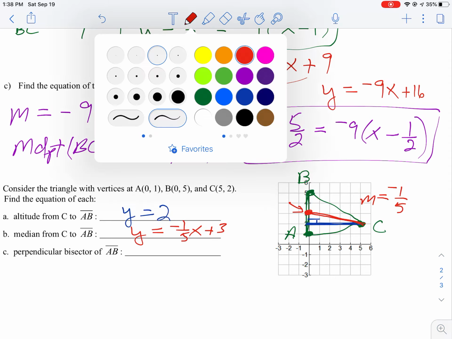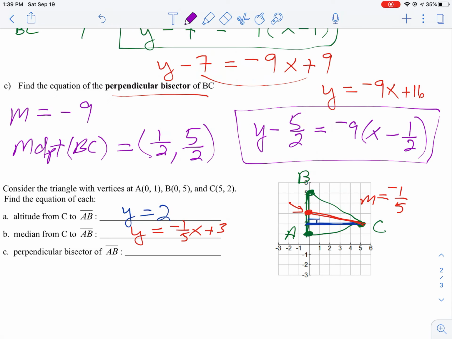And then finally, if you put those two together, meaning the slope of the altitude, which is 0, and the midpoint of the median, that gives us the perpendicular bisector. Notice that purple. It does not pass through the vertex, but it is perpendicular to and passes through the midpoint of BA, or AB, and that's y equals 3.